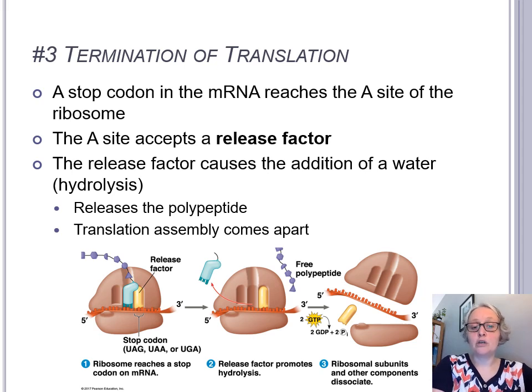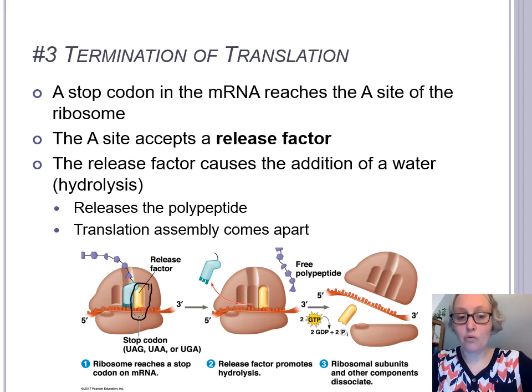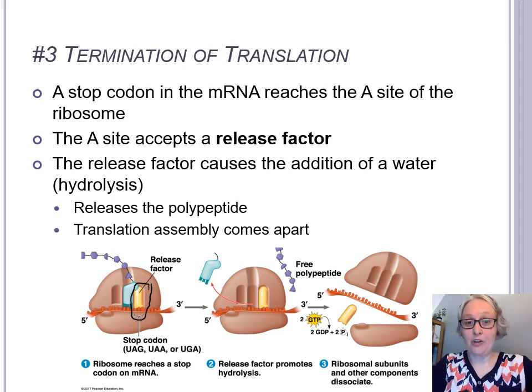In termination, there is going to be a stop codon in the mRNA that reaches the A site of the ribosome. When that happens, the A site will accept a release factor. Down here at the bottom, you can see it. It's that weird yellow-looking molecule. The release factor causes the addition of a water molecule, good old hydrolysis, way back from chapter 5.